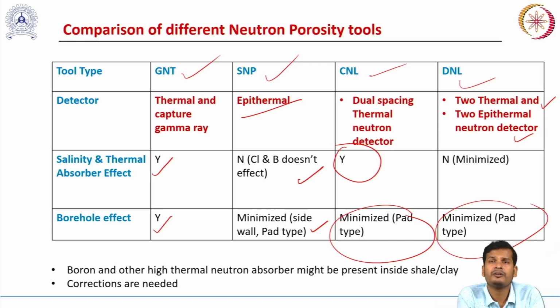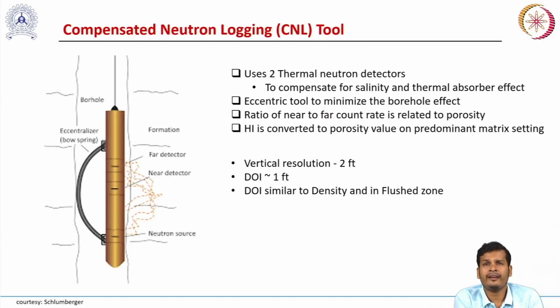You can also do a quality check for the neutron logging tool data. Whether the tool data is accurate or not must first be identified, and then it can be used to calculate the property. For that, you must know what type of tool you are using and what the primary tool measurement is. So let us start the discussion with the CNL logging tool. As I mentioned, it has two detectors and it must be compensated for salinity and the thermal absorber effect because the tool data will be affected by the salinity of the formation. The tool is generally kept eccentric to minimize the borehole effect, so that there is a minimal effect of the borehole environment.